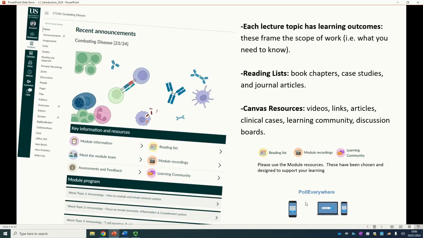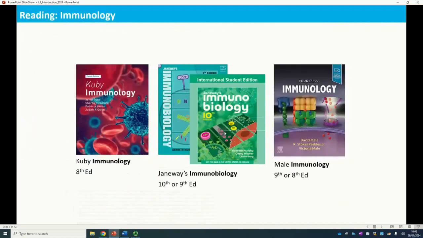Also, during the lectures, quite often we make use of Poll Everywhere. So if you don't already have the app on the phone, it's kind of good to get it as well, but you can just use it through the web links as well. So this should be sort of your point of call for anything you need to know about the module. So please do make use of the resources that are available on there.